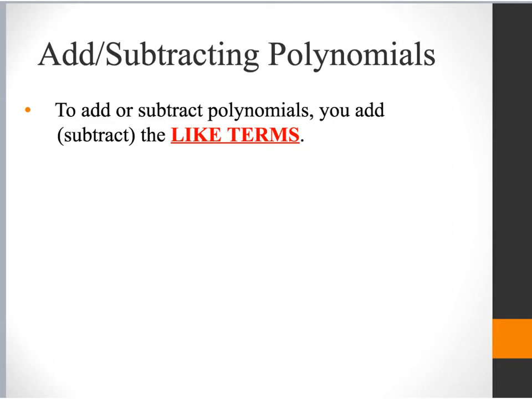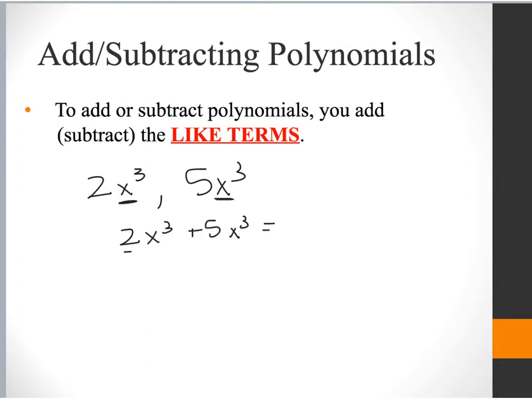The most important thing that you have to keep in mind when you are adding and subtracting polynomials is that we can only add or subtract like terms. Now remember, like terms would be something like 2x cubed, let's say, and 5x cubed. I can add these because my like terms is the x cubed portion. So if I wanted to take 2x cubed and add it to 5x cubed, I'm just going to look at my coefficients, or the numbers in front, and add those numbers. So 2 plus 5 is 7, and then the term stays the same.